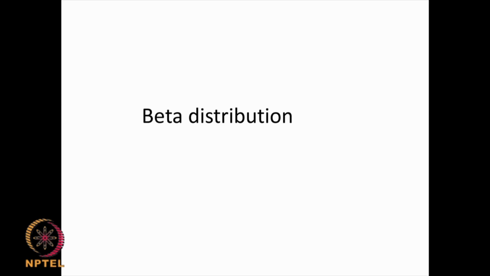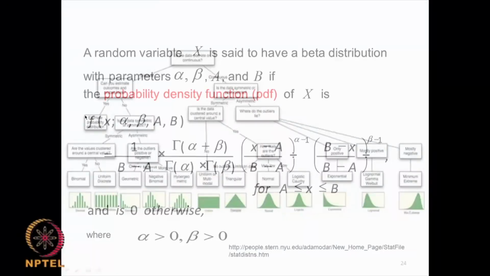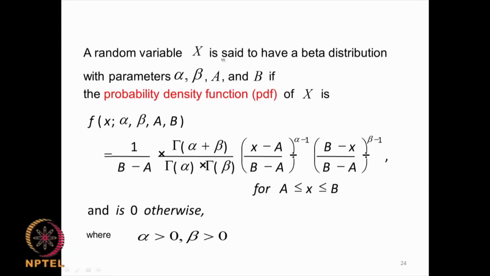We looked at the Z distribution, then the T distribution, then the chi-square distribution and the F distribution. Let us look at one more distribution, that is called the beta distribution. This is also a very useful distribution to talk about. A random variable x is said to have a beta distribution with parameters, it has 4 parameters, alpha, beta, A and B, if the probability density function follows this type of relation.